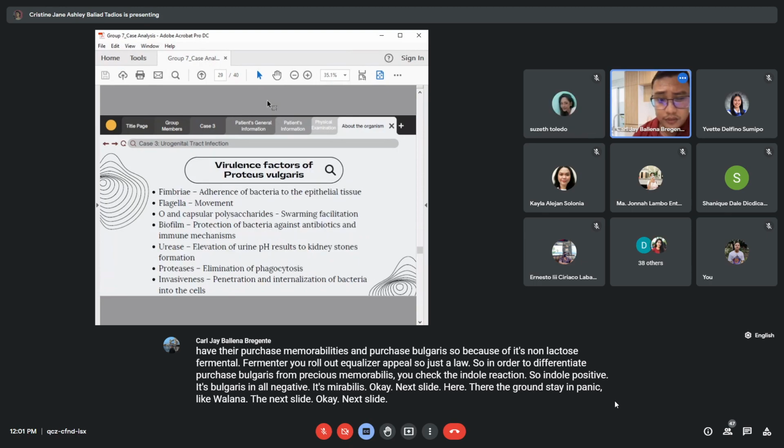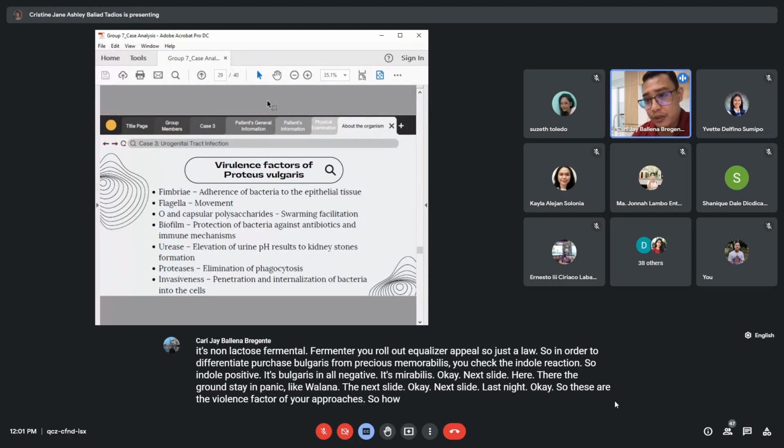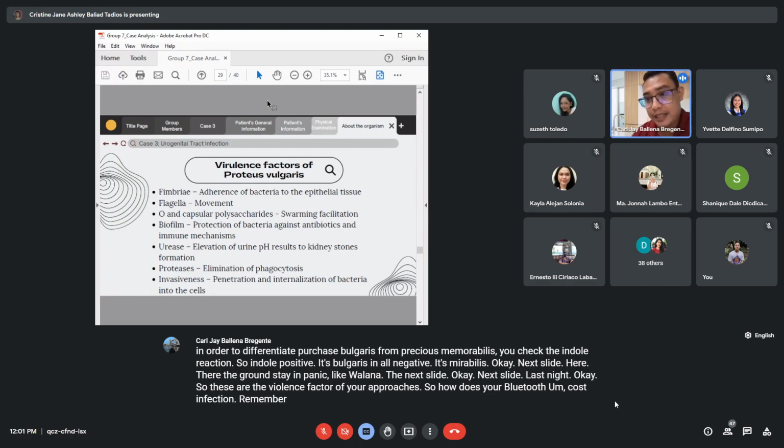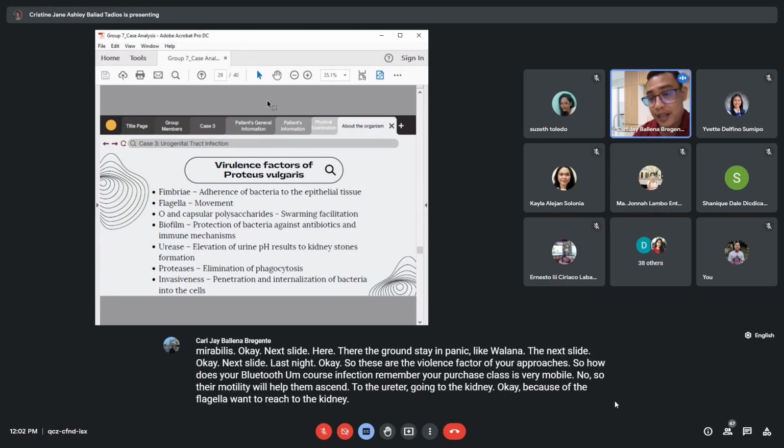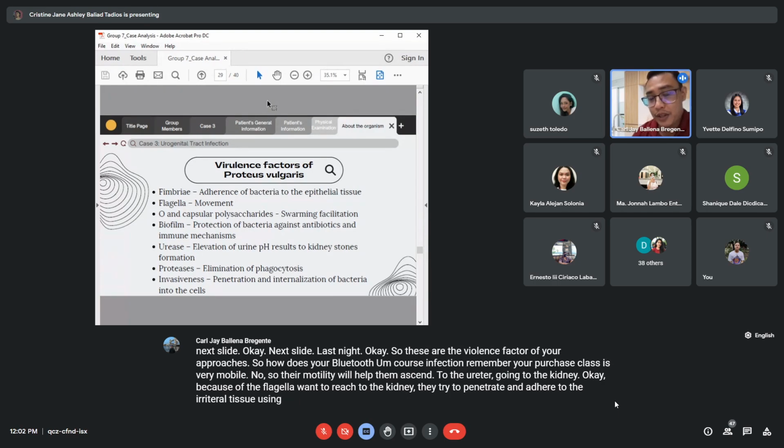Next slide. Okay, so these are the virulence factors of your Proteus. So how does your Proteus cause infection? Remember, your Proteus is very motile, no? So their motility will help them ascend to the ureter, going to the kidney, because of the flagella. Once they reach the kidney, they try to penetrate and adhere to the ureteral tissue using their somatic pili. So they will attach there.